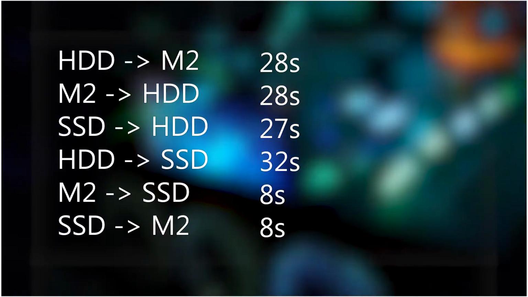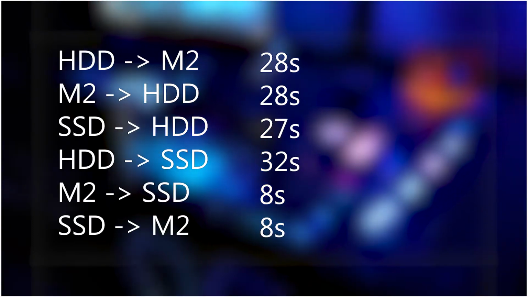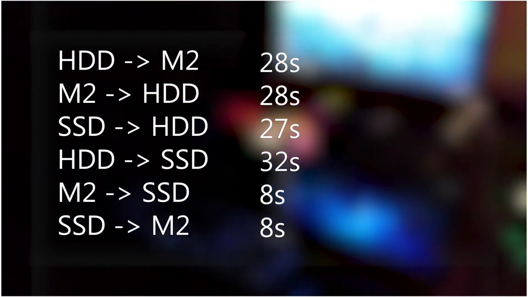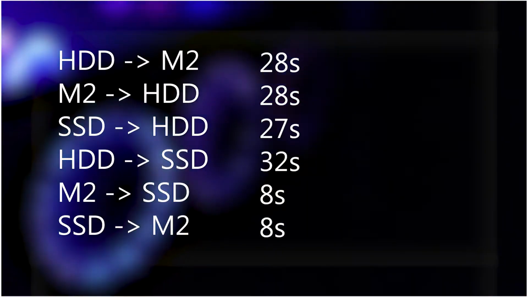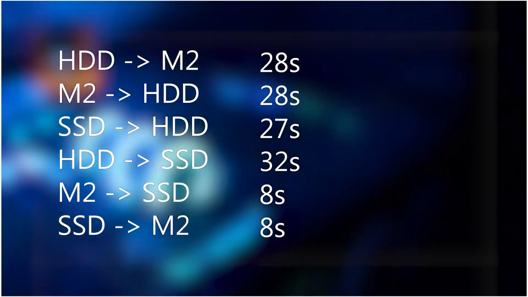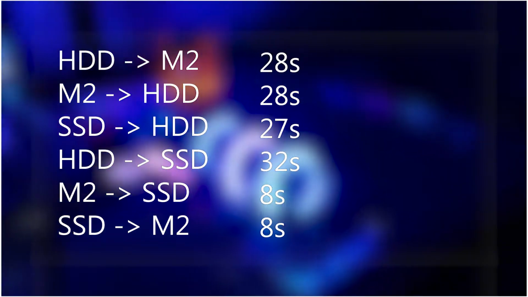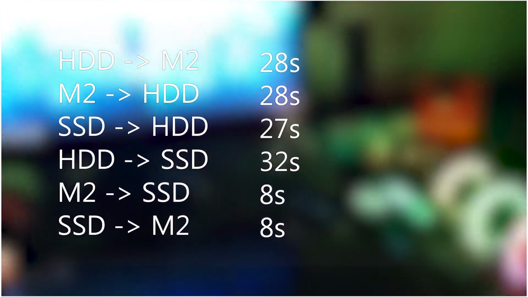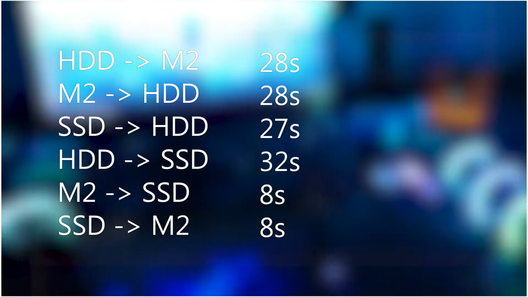Transferring from the HDD to the M.2 or from the M.2 to the HDD took the same amount of 28 seconds. So that is quite a long time for a 5 gigabyte file, and the speed was the same transferring back and forth because obviously when you're transferring between two drives, you're always limited to the lowest of the drives, in this case the HDD. So the speed was roughly the same.